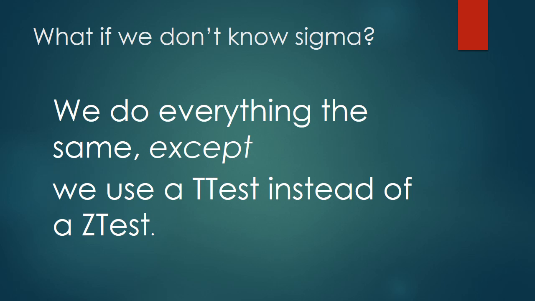Now, if we don't know our sigma, we do not have a population standard deviation, you would do everything exactly the same except on your calculator. When you go to stat tests, instead of choosing the z-test, we would choose the t-test. Instead of inputting sigma, a population standard deviation, you input S, a sample standard deviation. Otherwise, repeat. All right, as always, if you have questions, please, please, please let me know.